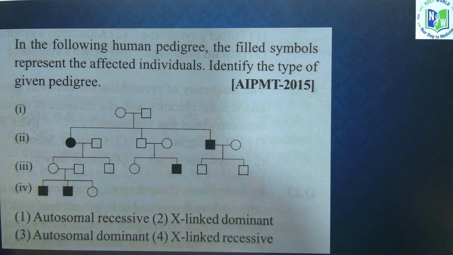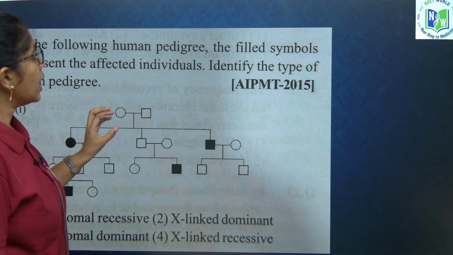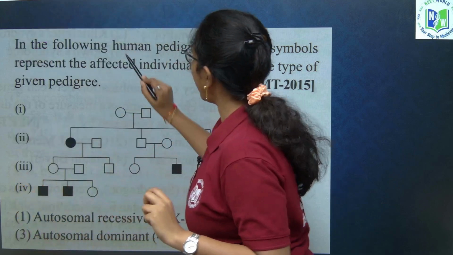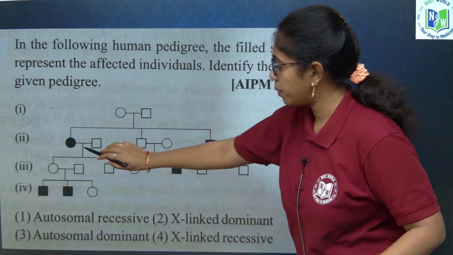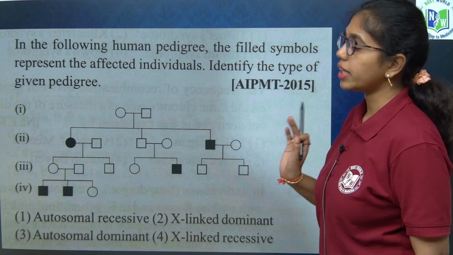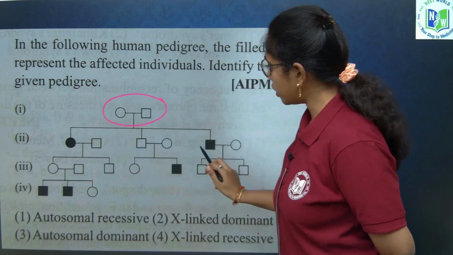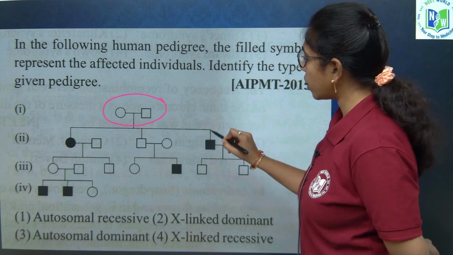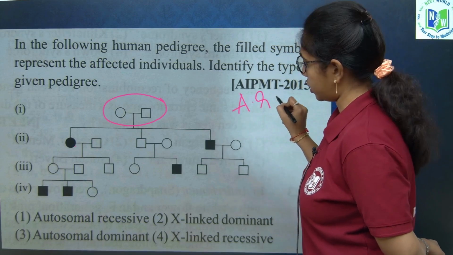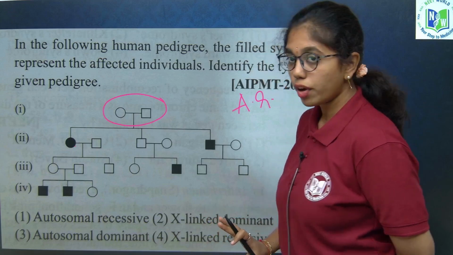Now let us solve a few questions, a few previous year questions also, so that we get good confidence in solving questions. Here, in the following human pedigree, the symbols represent the affected individuals. Identify the type of the given pedigree, he is asking. Unaffected parents having affected children. Just by looking at this, we can go for autosomal recessive.